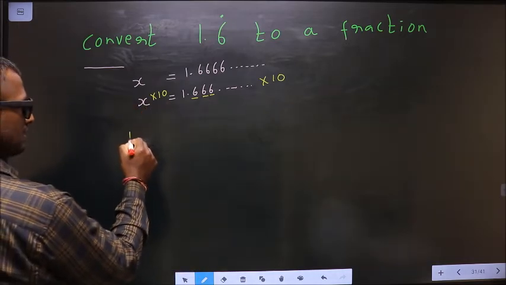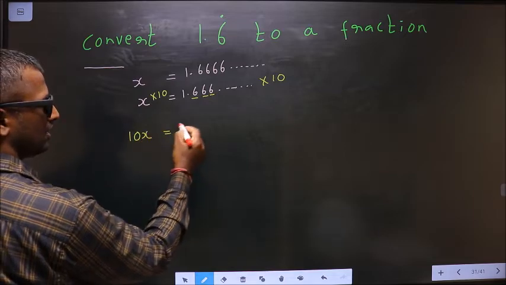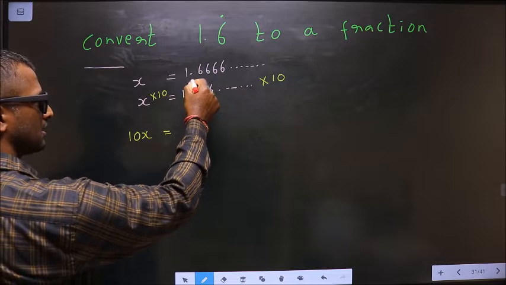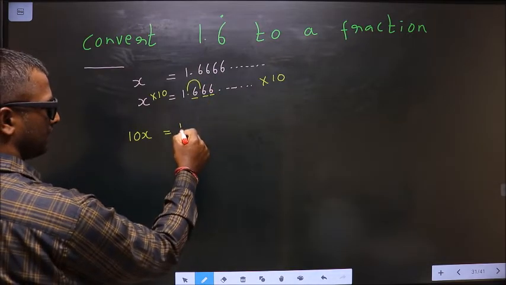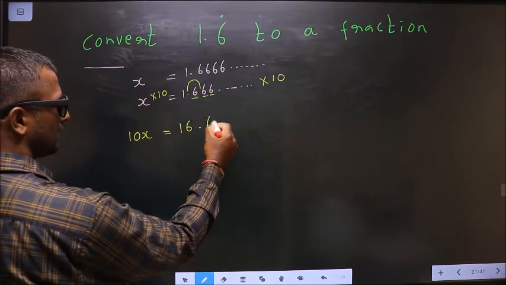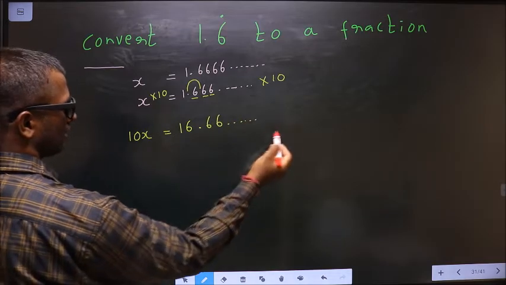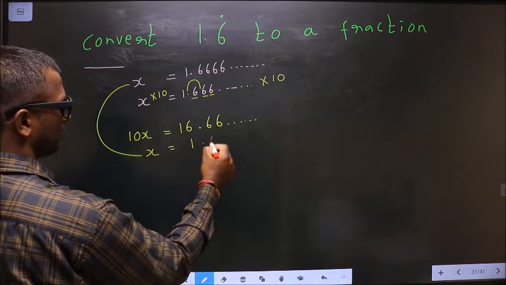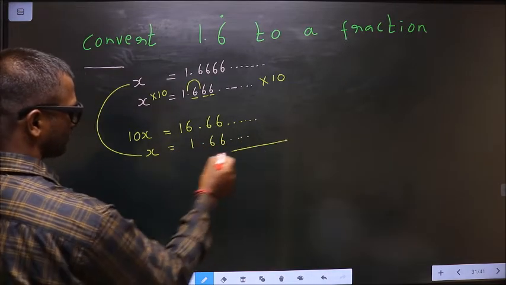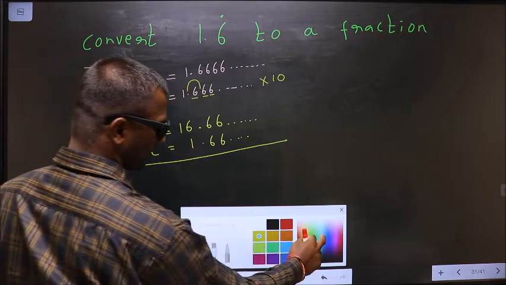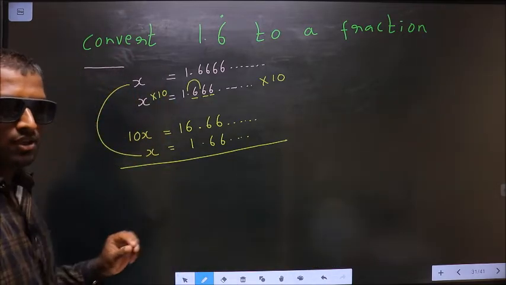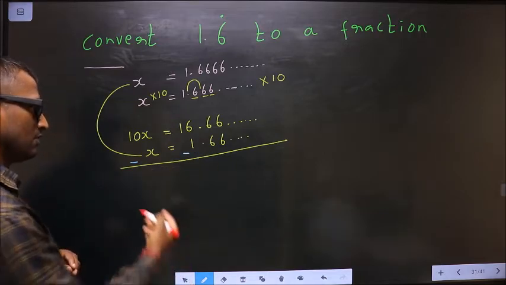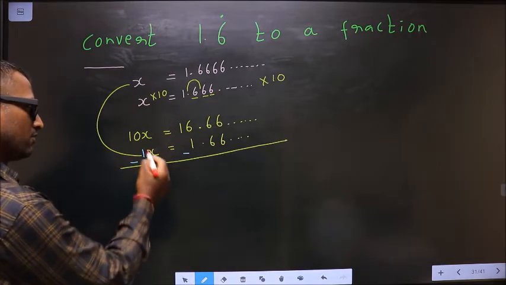x into 10 is 10x, equal to, when I multiply this with 10, the decimal will shift one place to the right, making it 16.66, and so on. Now here it is x equal to 1.66, and so on. So now you subtract these two. Subtract. Before x there is no number, which means 1.